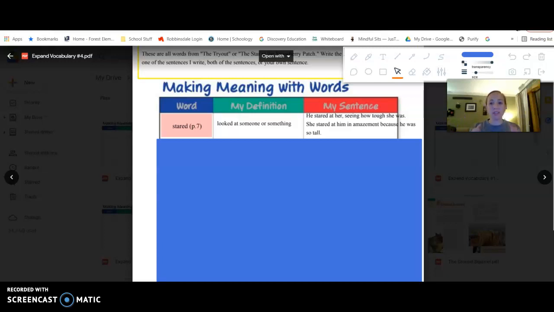So, first word is stared. These words are probably a little more familiar than last unit. They're a little more general and a little less science specific. So, stared: looked at someone or something. He stared at her, seeing how tough she was. So, generally from the story, not exactly, but I sort of modify them to make them shorter sometimes. Or she stared at him in amazement because he was so tall. You could also use stares, stare, staring, whatever form of the word you would like.